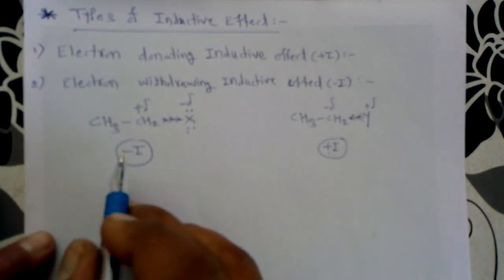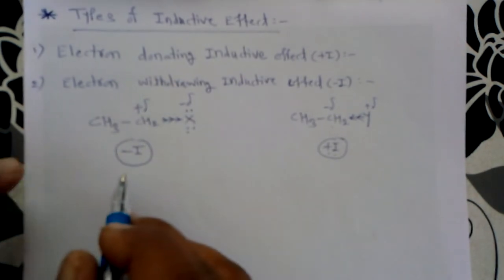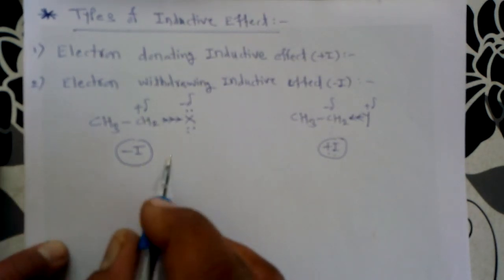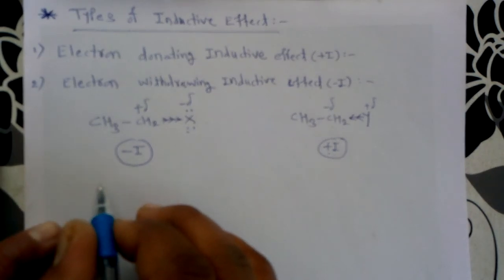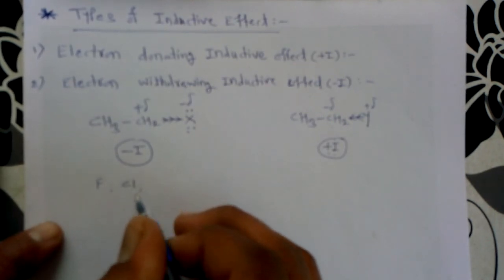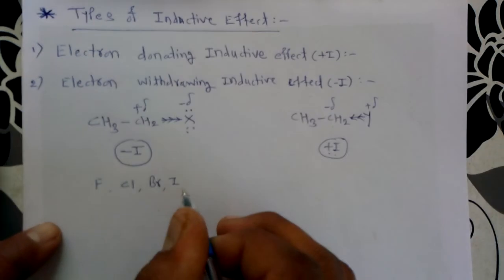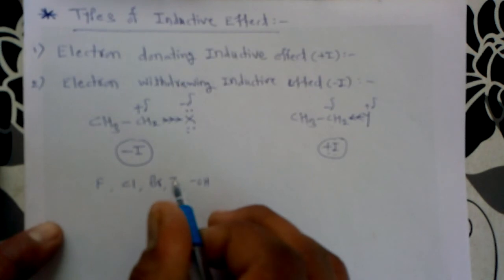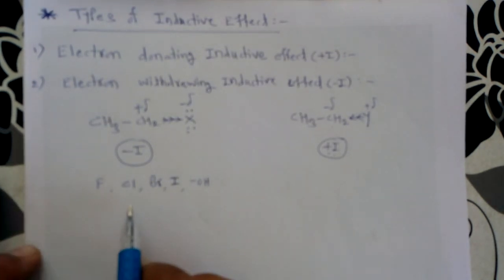Now there are different types of atoms or groups which show this type of inductive effect. For example, if we consider the minus I inductive effect, it can be shown by groups such as fluorine, chlorine, these types of halogens. You may take bromine, you may take iodine, we may take OH. So these types of atoms or groups show the minus I inductive effect.